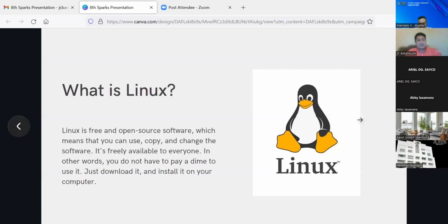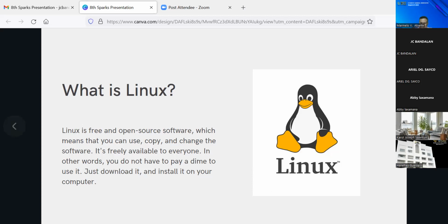So Linux is a free and open source software. By the way, guys, if we talk about Linux and open source, one terminology that comes to our mind, you have to remember, is that it is actually free. So it's an open source software, which means that you can actually use, copy, and change the software, and it's freely available to anyone. In other words, you don't have to pay a dime, a single cent to use it. It's like plug and play. You simply have to download it, install it on your computer, and it's actually ready to use.